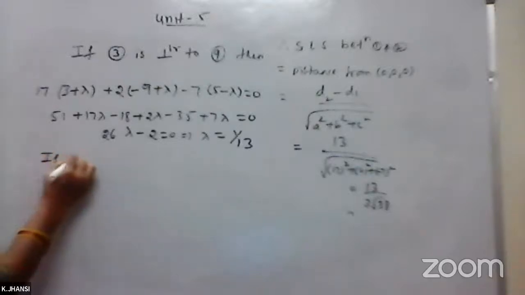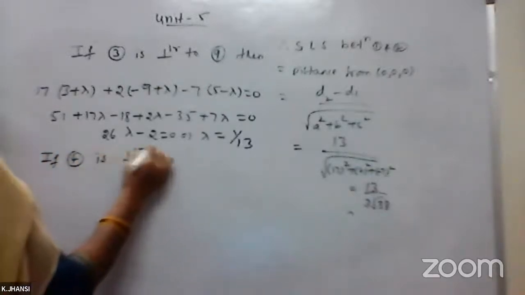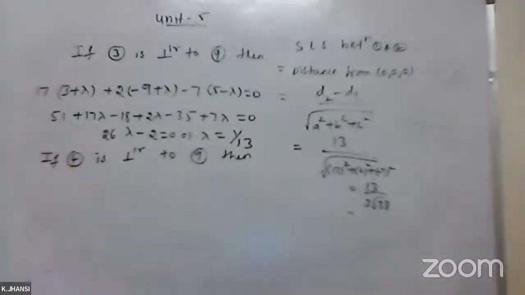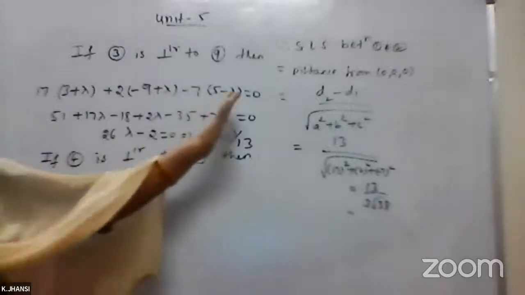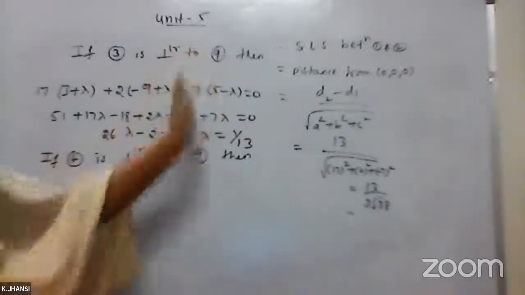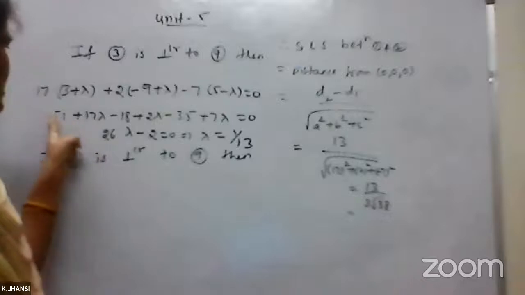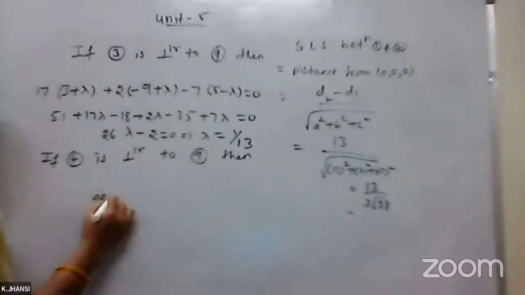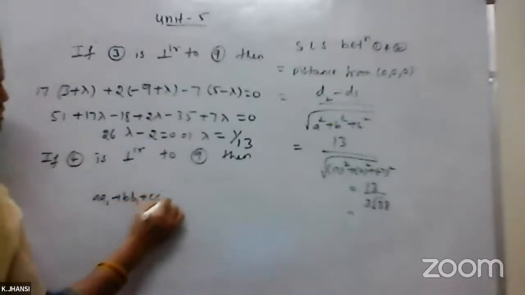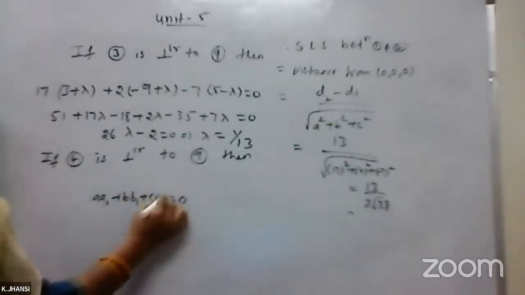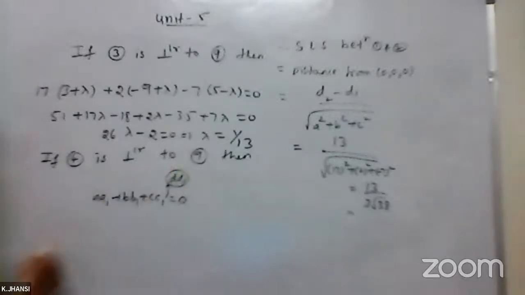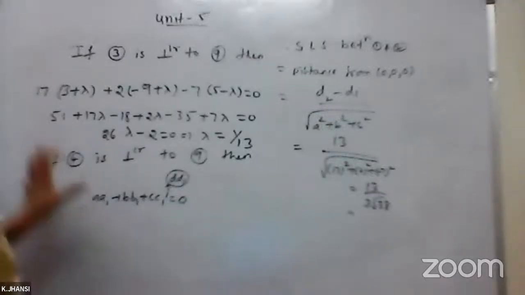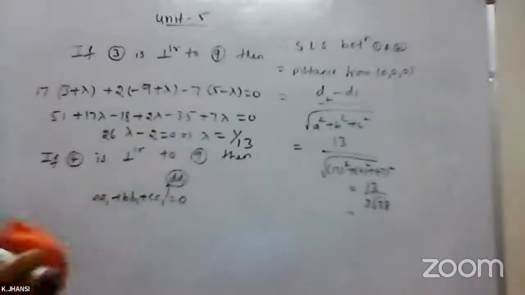Next, if equation 4 is perpendicular to 9, then when they are perpendicular, the constant value will not be there. So if you take the 9th equation or 10th equation, you will get only 17, 2 and minus 7. What is the condition for perpendicularity? A into A1 plus B into B1 plus C into C1 equals 0. So here you will not have the D into D1 constant value. If you take two plane equations which are parallel, you will get the same coefficients here.